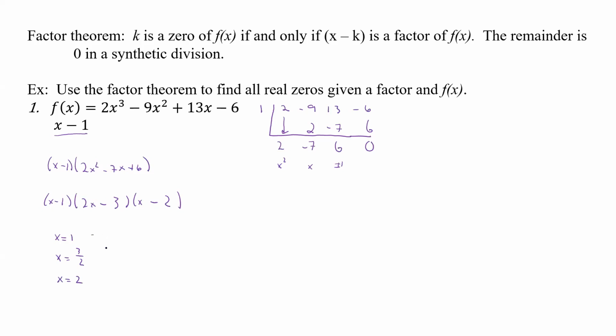So those are the 3 zeros for this polynomial, 2x cubed minus 9x squared plus 13x minus 6. And that's by taking the first factor and dividing it, and then the second one we actually just had to factor into the two terms and then set each one of those equal to 0 using the zero product rule, and we get our 3 zeros. Okay.